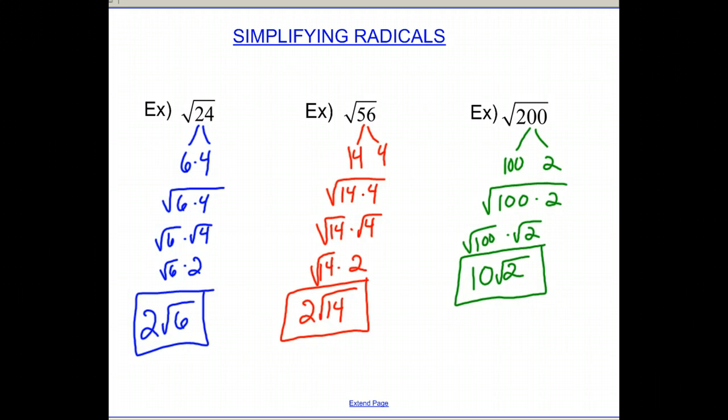So that's the process you're going to follow when I ask you to simplify these radicals. This is what we're talking about. Break down this bigger number in the square root to some smaller numbers that we can maybe get a nice root out of, and simplify it down to these smaller number answers.